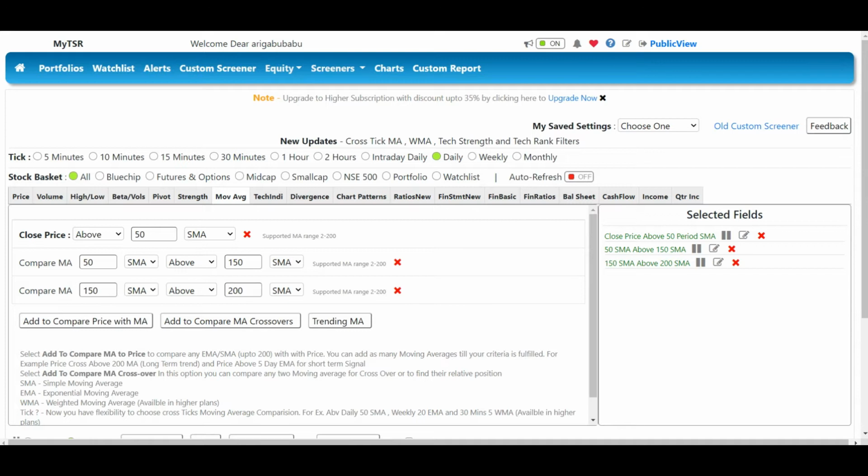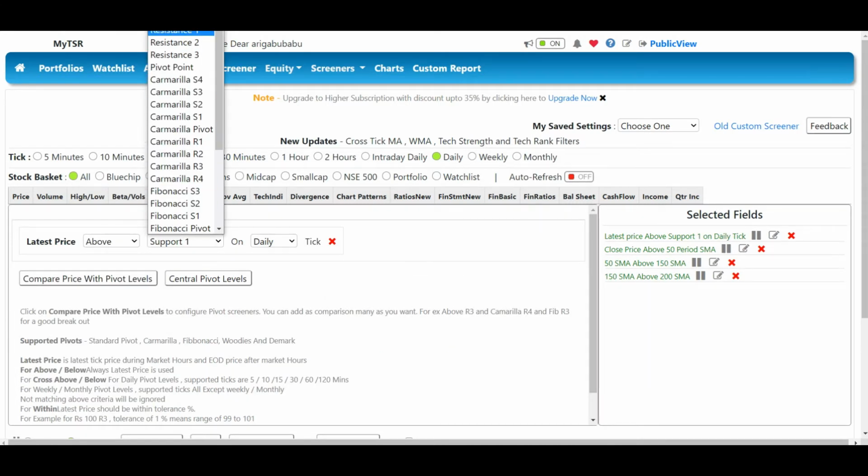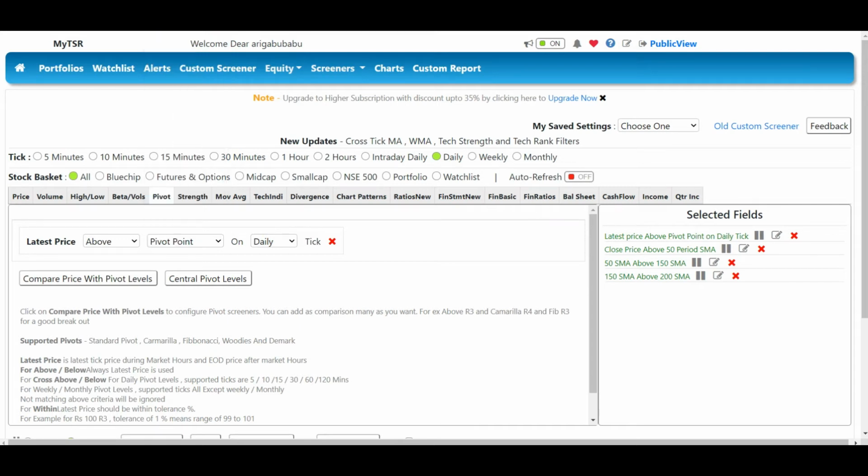The fourth criteria I am going to put here is the pivot criteria, that the price should be above the pivot point. As I mentioned earlier, this criteria is not there in Mark Minervini's trend template. He mentioned some RS criteria which I don't use. I use this pivot point criteria. So the latest price above pivot point, and the tick should be monthly. Now the four criteria are selected.